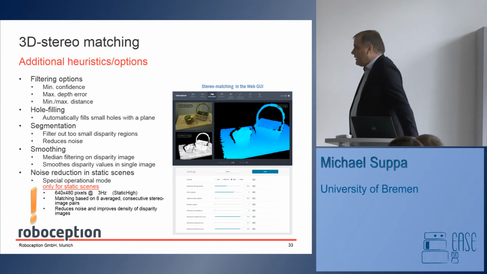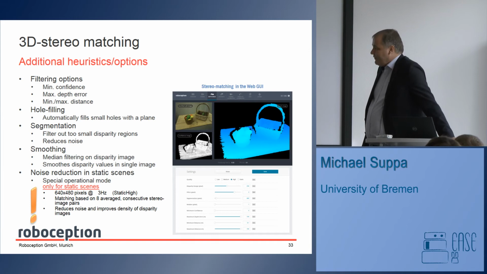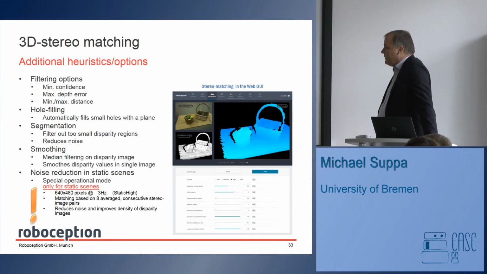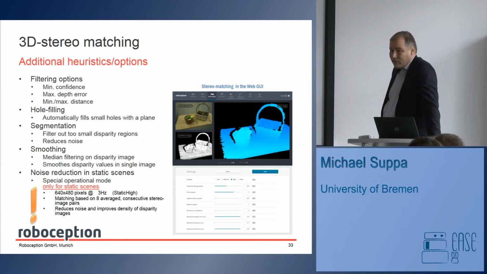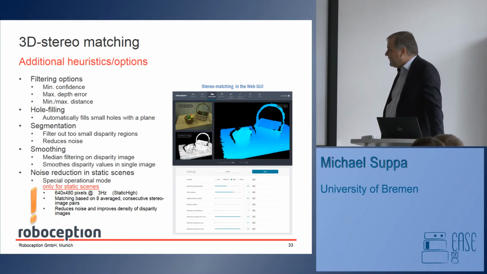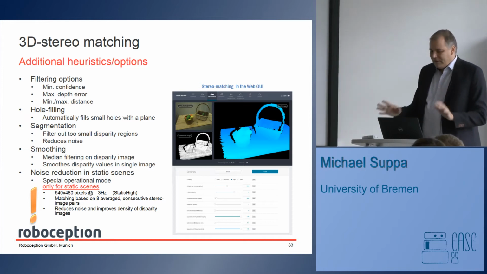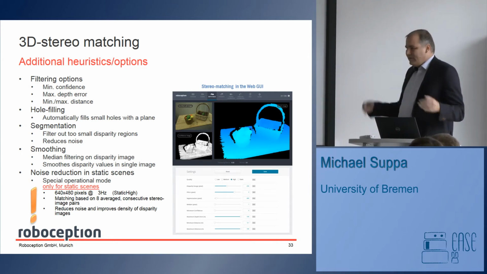Then there are a lot of heuristics you can put on top of that. You can filter your data. You have minimal confidence, maximal depth error, min-max distance. You can do some hole filling. Of course, you're not correcting most of the cases. Sometimes it's really the hole that you're closing in that case, and you cannot really make use of that. You can do some segmentation where you have small disparity regions you don't really trust. That reduces a bit of the noise. You can do smoothing on that with median filtering, but it's all steps you put on top.